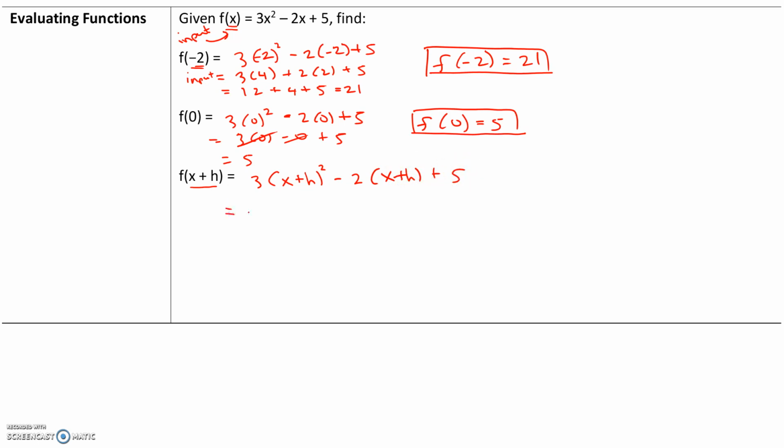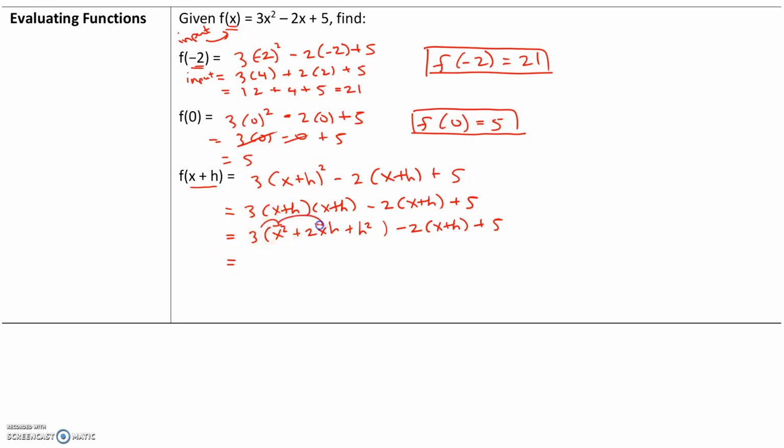Okay, let's keep going. x plus h to the second power, this is x plus h times x plus h. Then we got minus 2 times x plus h, and we have plus 5. If I distribute, we will get x squared plus xh, which is 2xh, plus h to the second power, minus 2 times x plus h plus 5. Notice I'm doing one step at a time. In the order of operations, the exponent gets done first, so I'm doing that first.